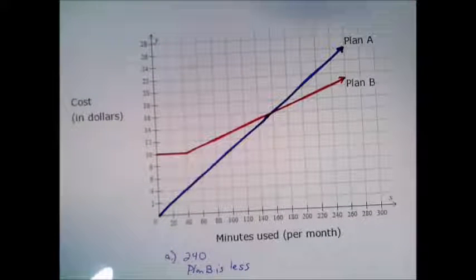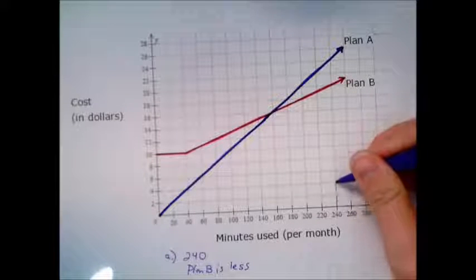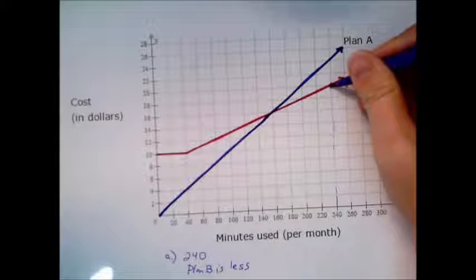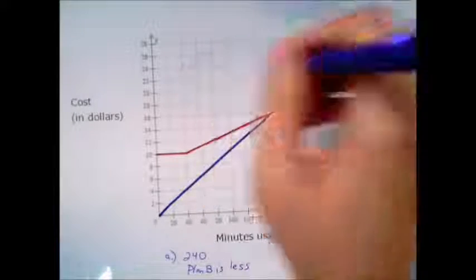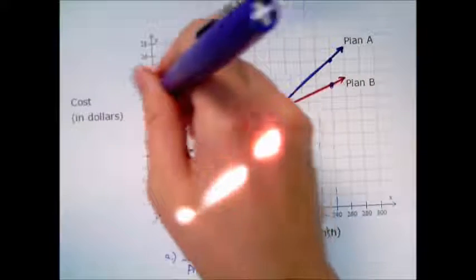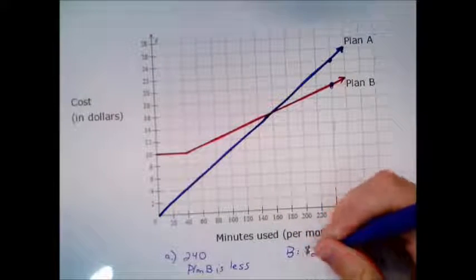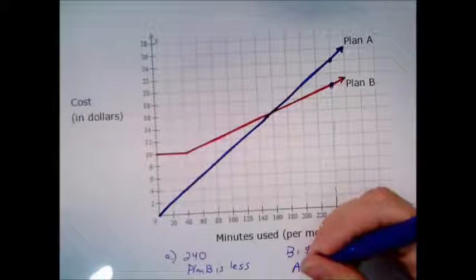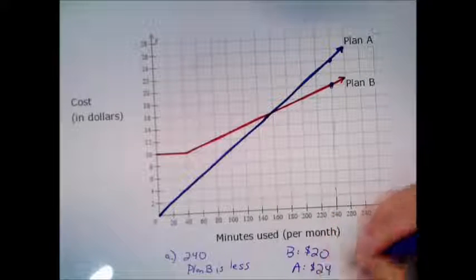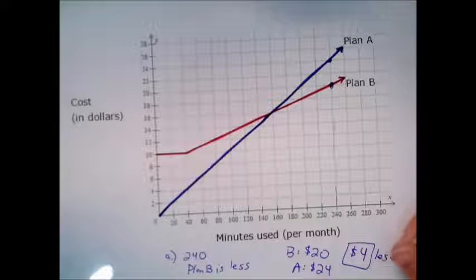All right, then it says how much less does it cost. So now we want the actual point. So if we go, this is 240, so there's a point here and a point here, and follow it carefully back to see this one costs $20 at that point, and this one costs $24 at that point. So if they say how much less, it looks like it's $4 less.